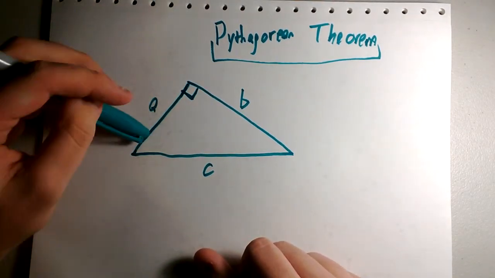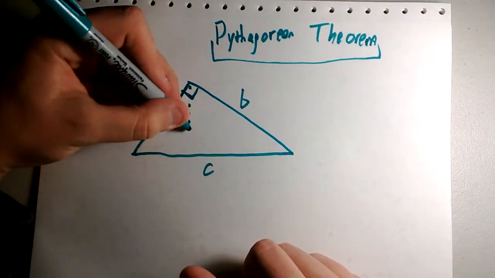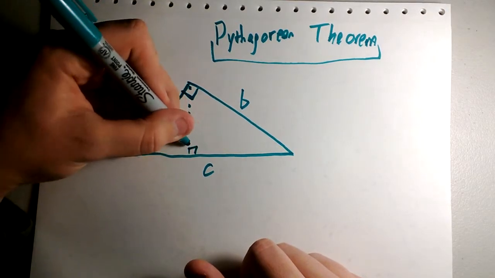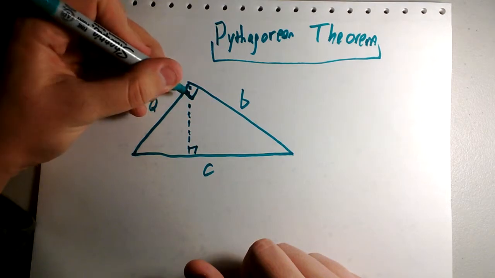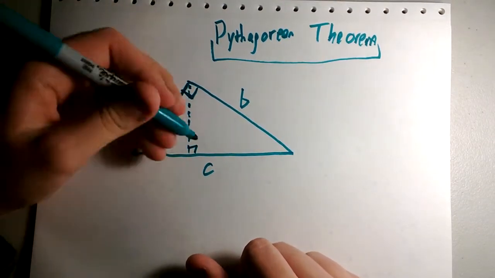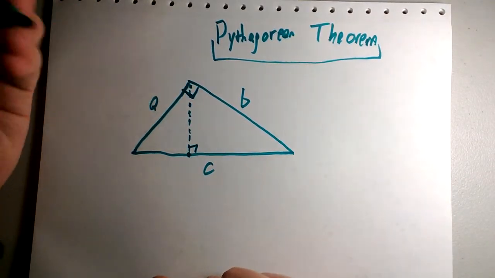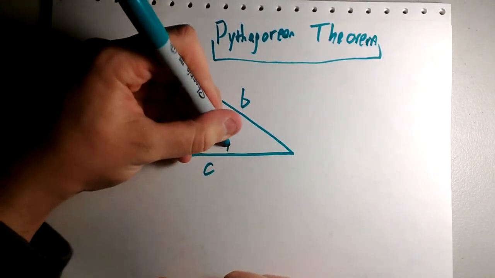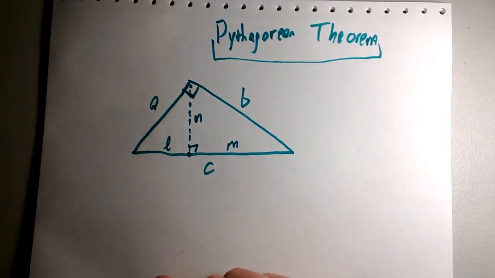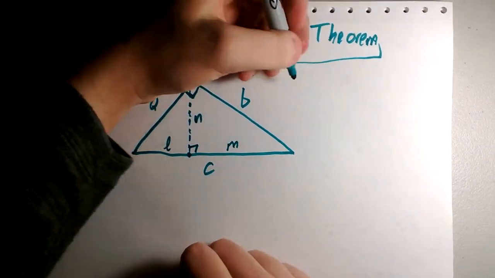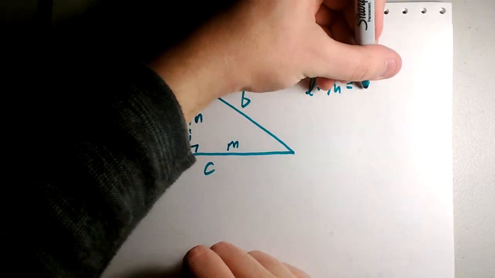So, we have the triangle. Here's what we're going to do to it. We're going to drop a line down. This feels familiar, but we're doing something different with it. By doing that, we cut the side into two parts. So let's name those two parts. Let's label this side L, and this one M. So what we know about those is that L plus M equals C.